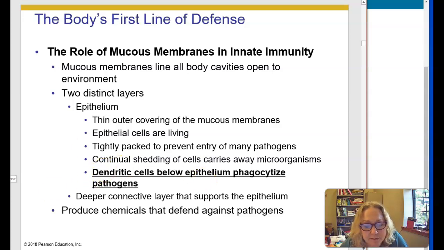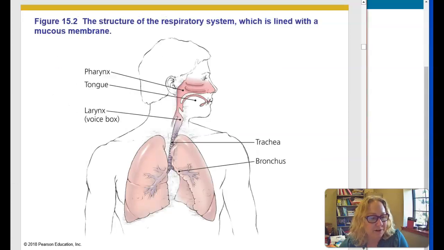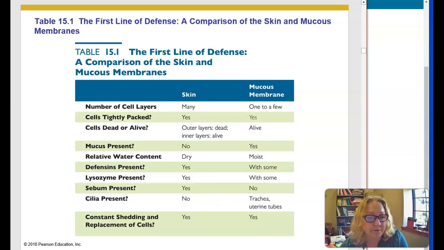And a lot of it produces chemicals that defend against pathogens. Here's a little picture of all of your mucous membranes and how delightful they are. Table of your mucous membranes.